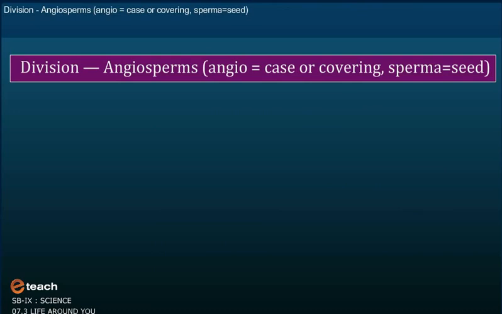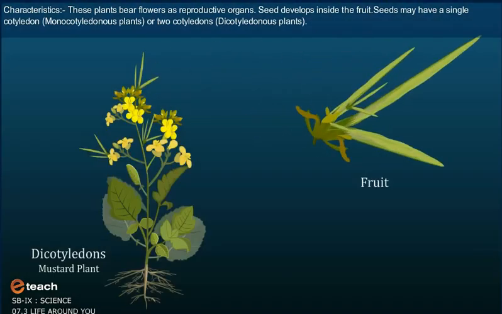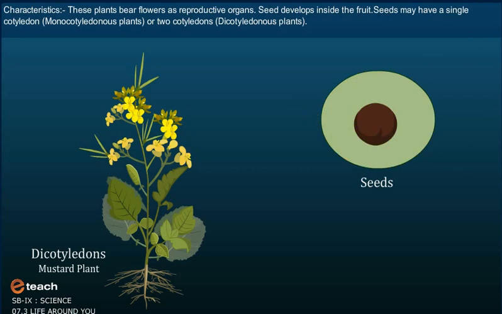Division: Angiosperms. Angio means case or covering and sperma means seed. Characteristics. These plants bear flowers as reproductive organs. Seed develops inside the fruit. Seeds may have a single cotyledon, that is monocotyledonous plants, or two cotyledons, that is dicotyledonous plants.